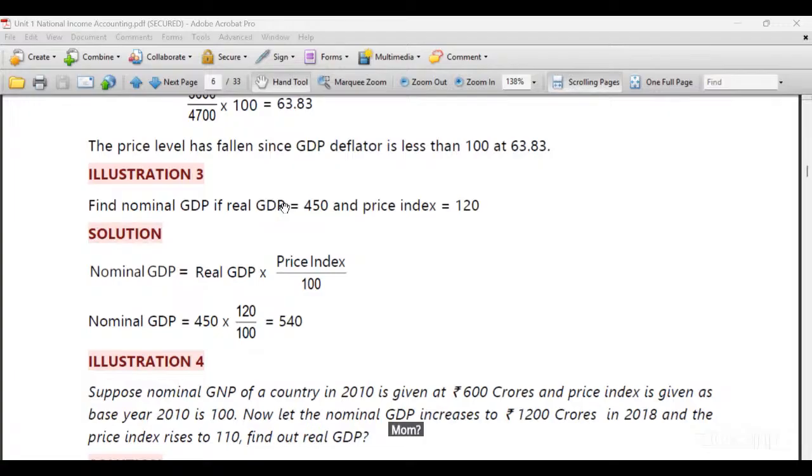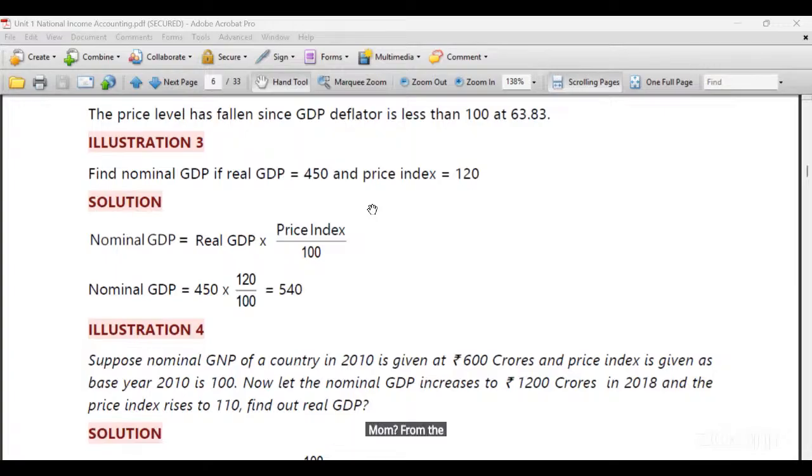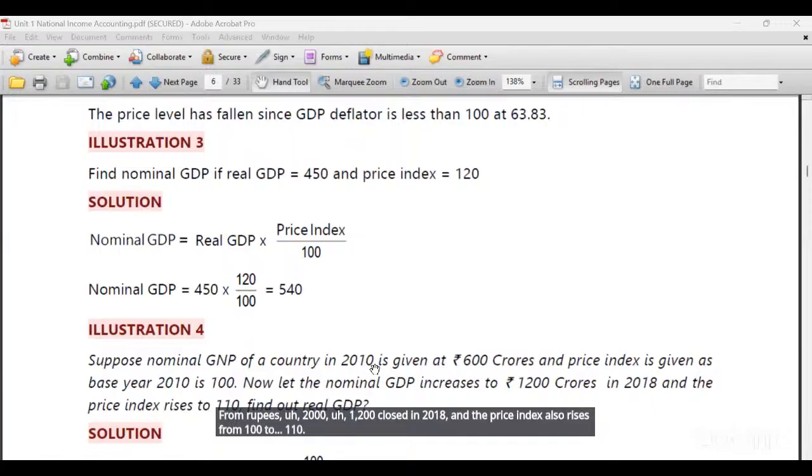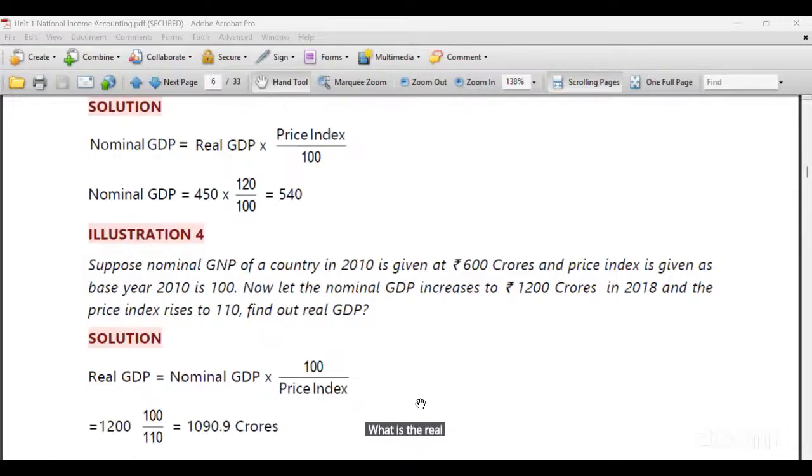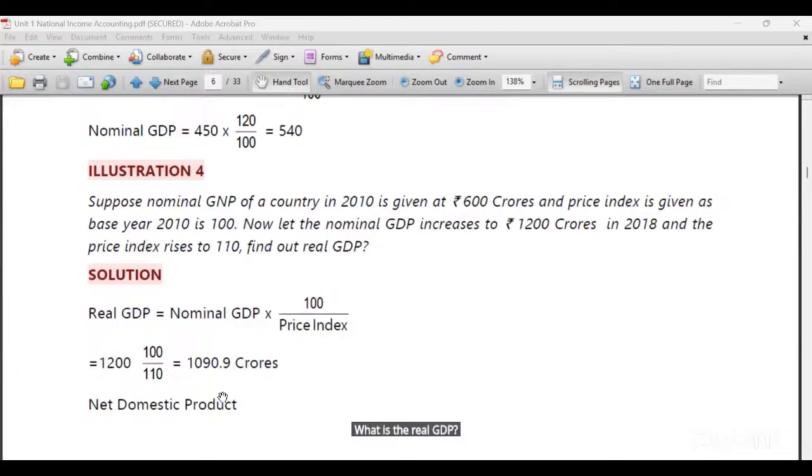Have you completed? Suppose nominal GNP of a country in 2010 is 600 crores. Price index for the base year 2010 is 100. Now the nominal GDP has increased to 1,200 crores in 2018, and the price index also rises from 100 to 110. So in 2010, the nominal GDP is 600. In 2018, it is 1,200. And the price index increased from 100 to 110. What is the real GDP?